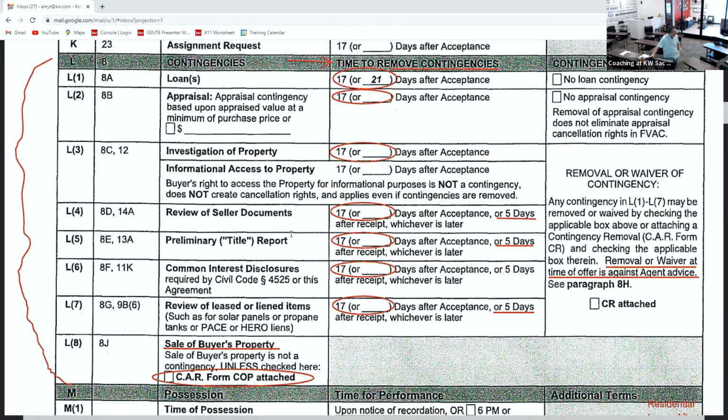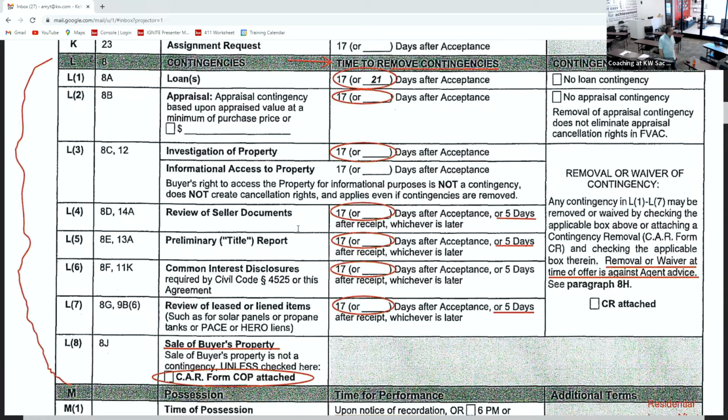Quick question. If we remove the inspection contingency with the contingency removal form, but we don't remove the disclosure review, but we remove the investigation part, would we need to write 0 on the investigation of property? Right, 0 days? If you're saying you're not going to have any investigation of property at all? Well, you still want to review the seller docs, but you're not going to do inspections, a home inspection? Yeah, you would put 0 days.